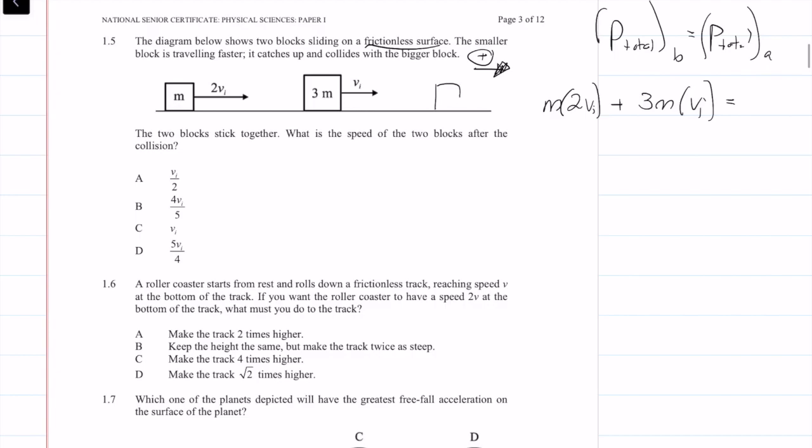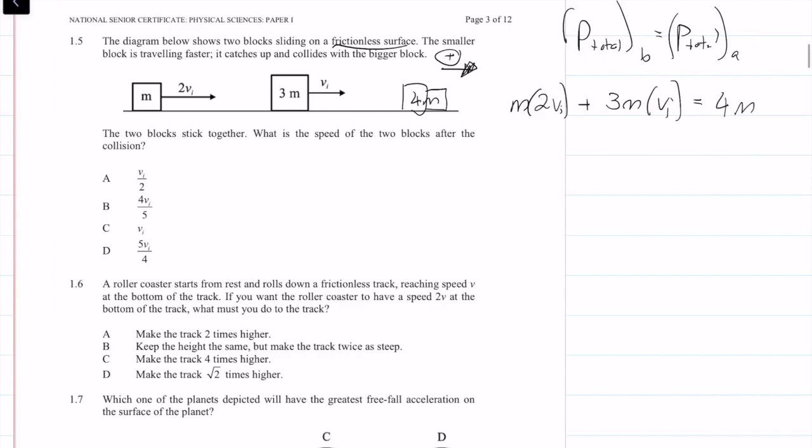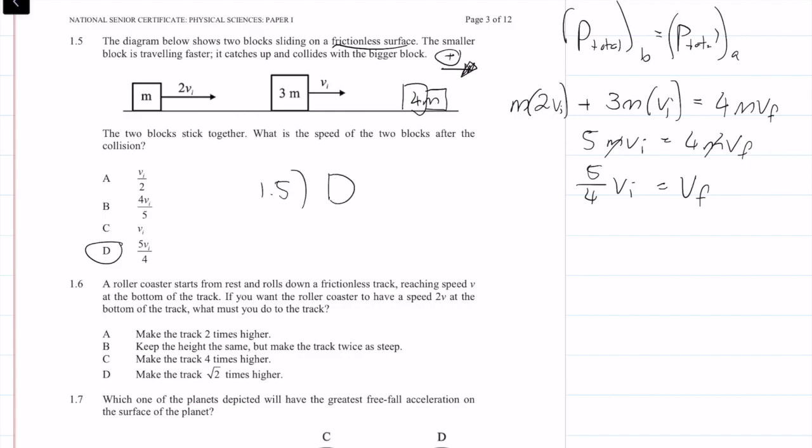Remember, after the collision they stick together, so essentially they have a mass of 4m. So it's 4m times the final velocity. If we add this up, we are left with 5mvi equals 4mvf. The m's cancel, and we're left with 5 over 4 vi equals the final velocity. Is that an option? Yes, it is, option D. So question 1.5 is option D.